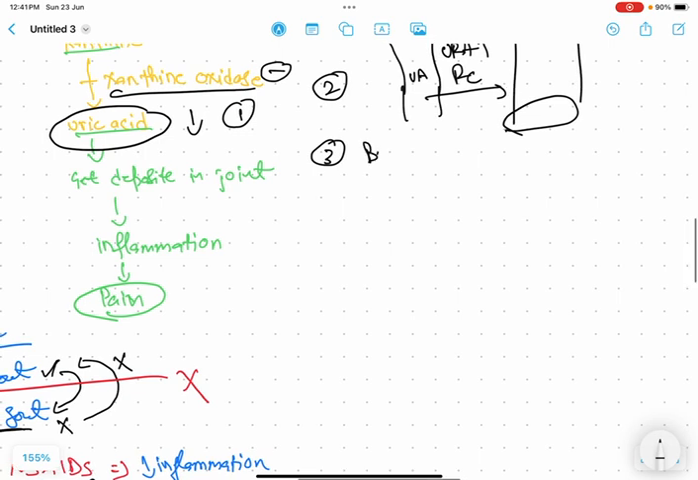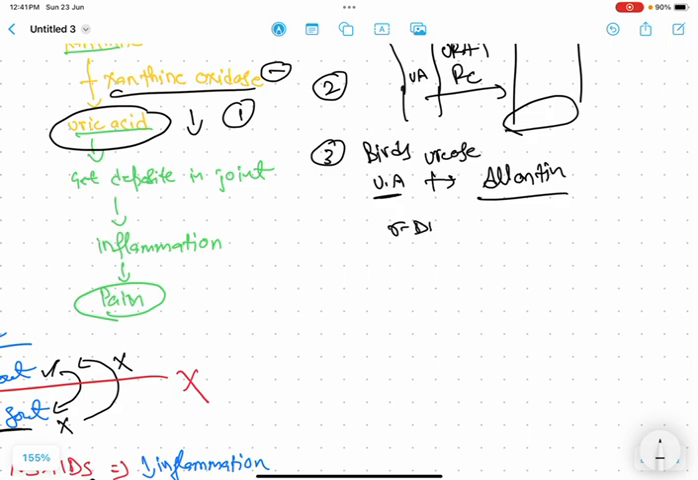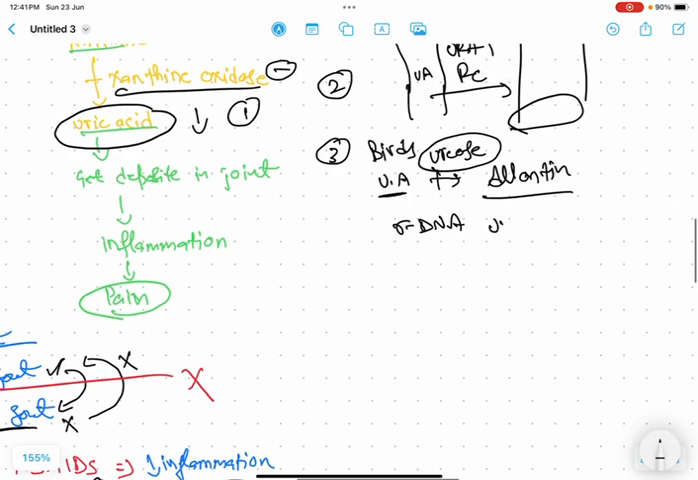Next, third. In birds, uric acid converts into allantoin by the presence of the enzyme uricase. This is less harmful. So with the help of recombinant DNA technology, we have made uricase-like drugs for humans.